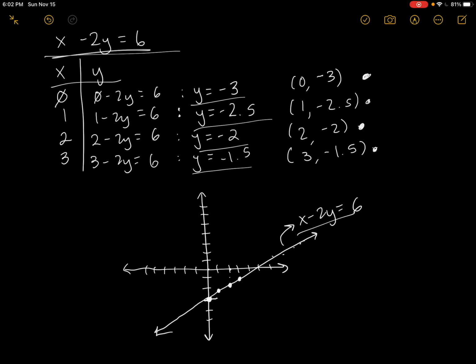Right, so that's how you graph. That's the basics of how you graph equations. You really only need 2 points. Okay, so now we're going to go over things like slope and intercept.